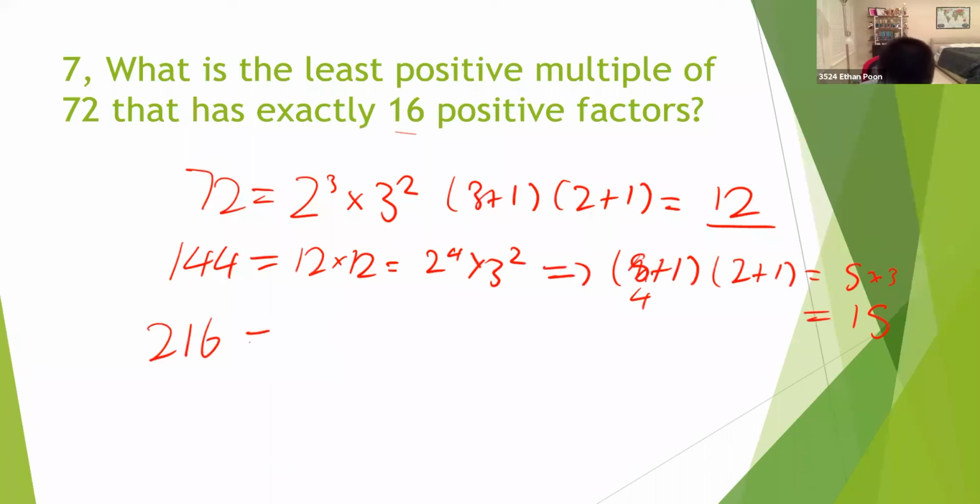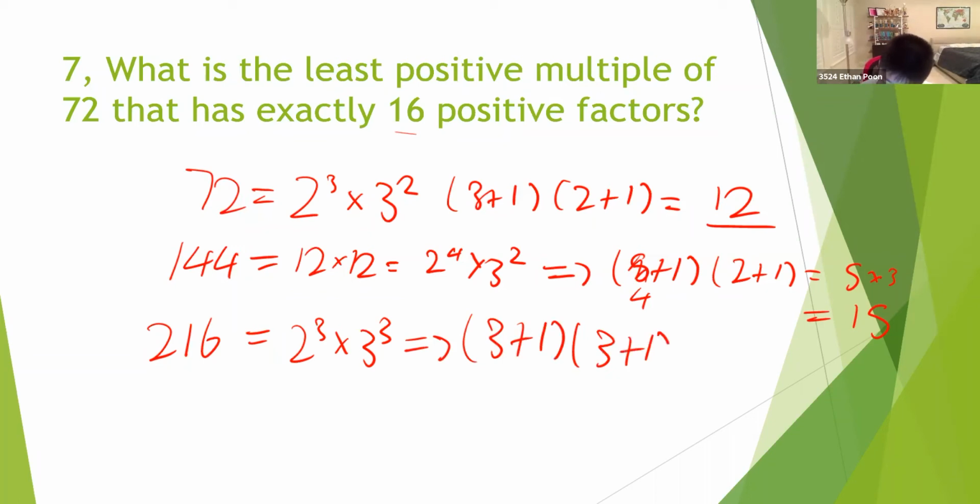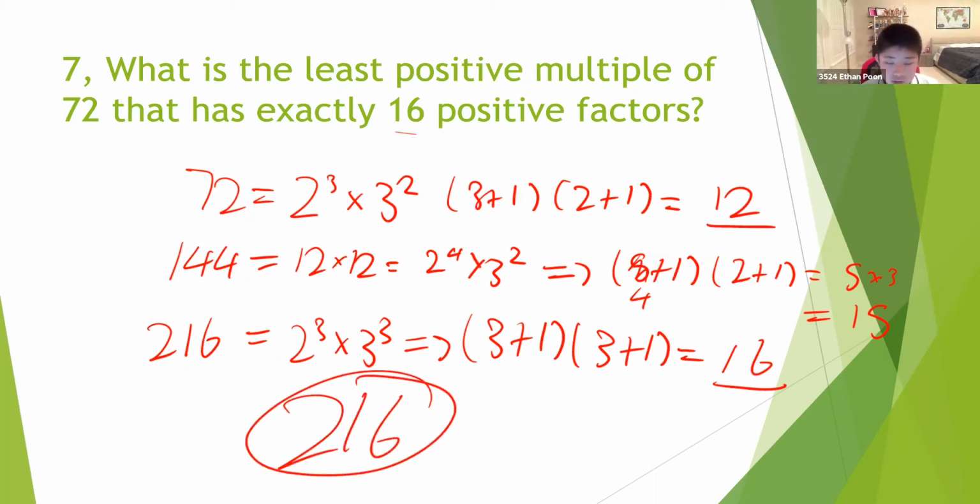And then we have 216, which is 72 times 3, so it's 2 to the third times 3 to the third. So we have 3 plus 1 times 3 plus 1 again, so 4 times 4, and we have 16. So that meets our criteria, and our answer is 216. Do you have any questions for that?